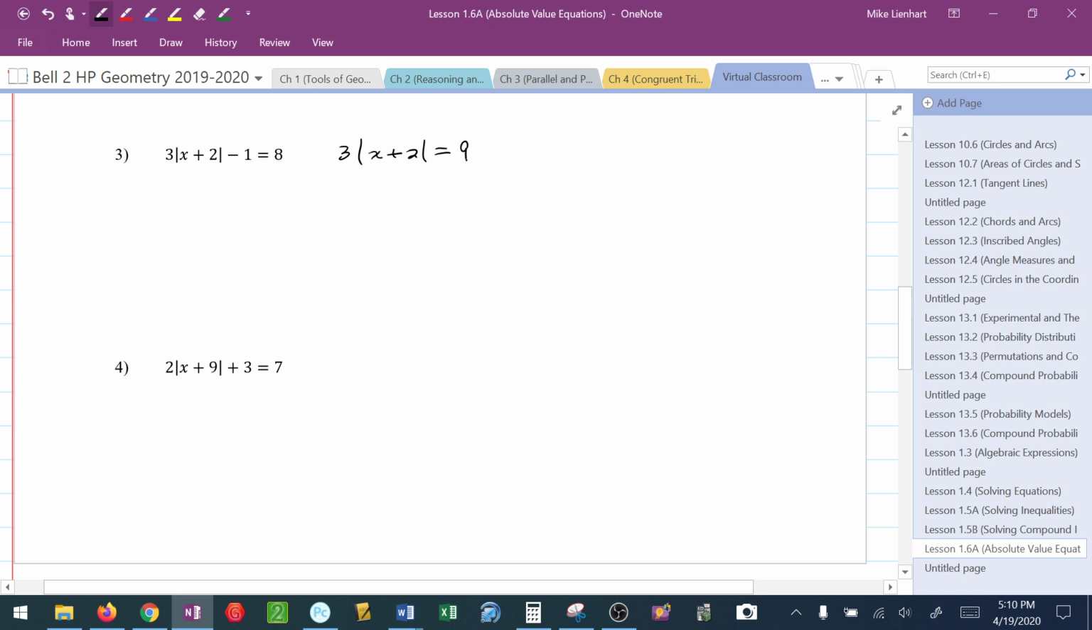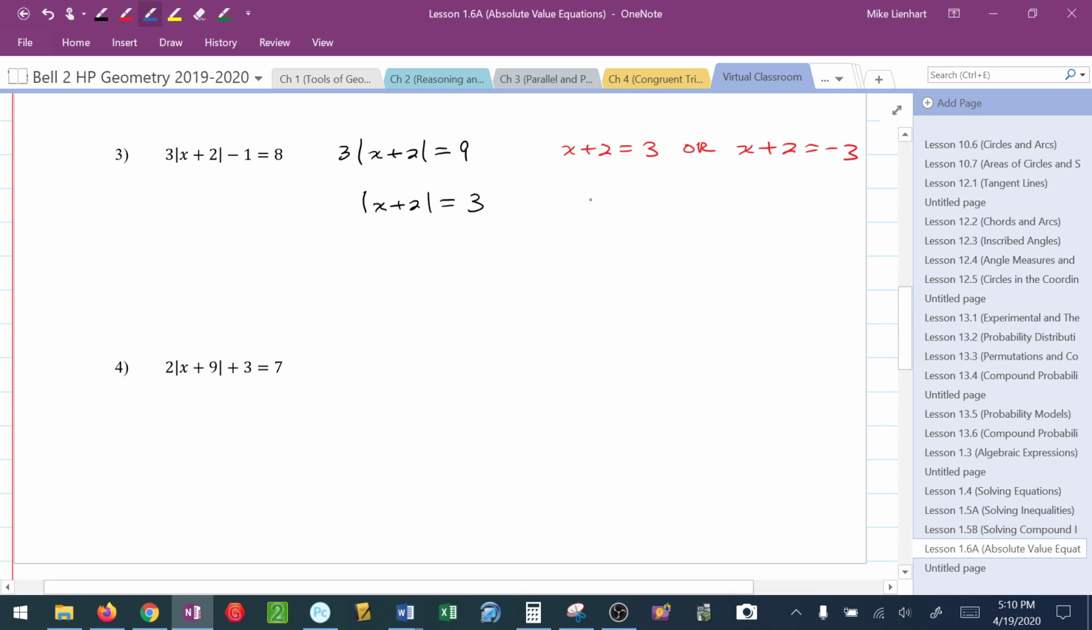Now, sometimes people want to distribute that 3 in. Don't. You can't. All right? Don't think that way. Think of those absolute value sticks as walls that you can't penetrate. The definition tears the walls down. But what I can do, because 3 is multiplying the absolute value, is divide both sides by 3. And that tells me that the absolute value of x plus 2 is equal to 3. This is now the absolute value equation that we can apply the definition to. So x plus 2 equals 3, or x plus 2 equals the opposite of 3, or negative 3.